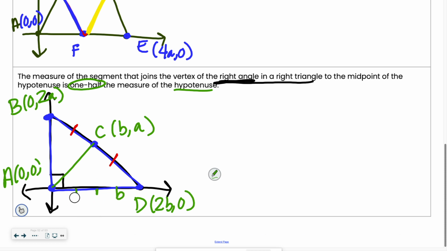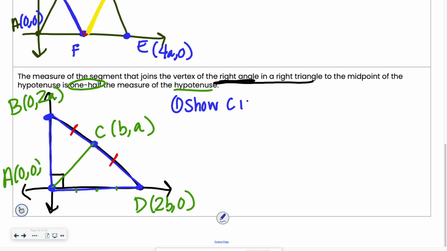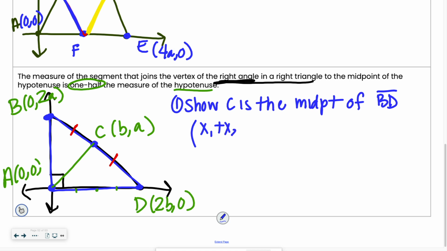Okay, so we have kind of two things we have to first show. We first have to prove, or show here, so this is step 1, folks. Show C is the midpoint of BD. So you gotta plug into the midpoint formula. That should be on the board, but if not, it's right here. Remember, you add your x coordinates, divide by 2. Add your y coordinates, divide by 2.